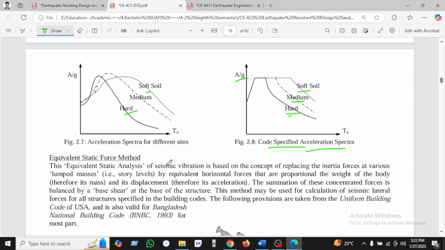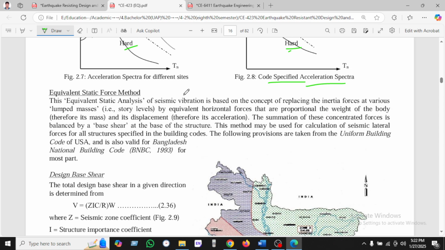So if we go to the equivalent static method, equivalent static analysis is a seismic analysis based on the concept of replacing the inertia force of the various lumped masses by equivalent horizontal forces, using the properties of the weight of the body, therefore mass, displacement, therefore acceleration. Summation of these concentrated forces is balanced by the base shear. This method may be used for structural seismic response for all structures specified in the building code. The following provisions are taken from the Uniform Building Code of USA, also valid for the Bangladesh National Building Code.